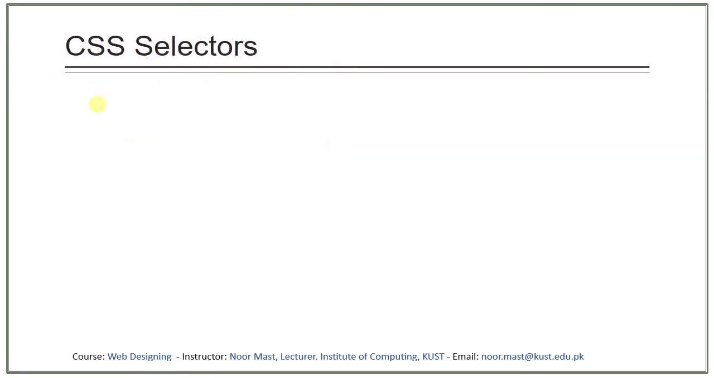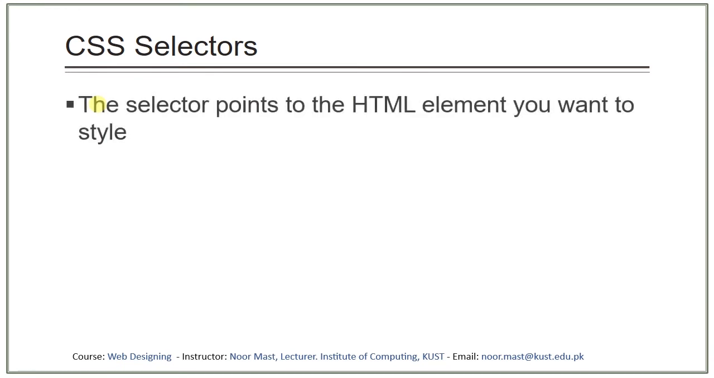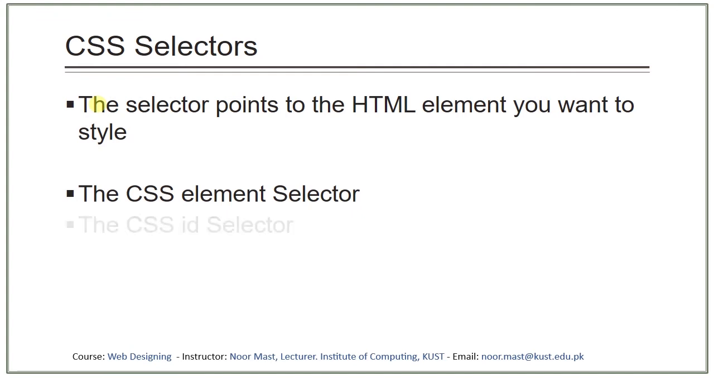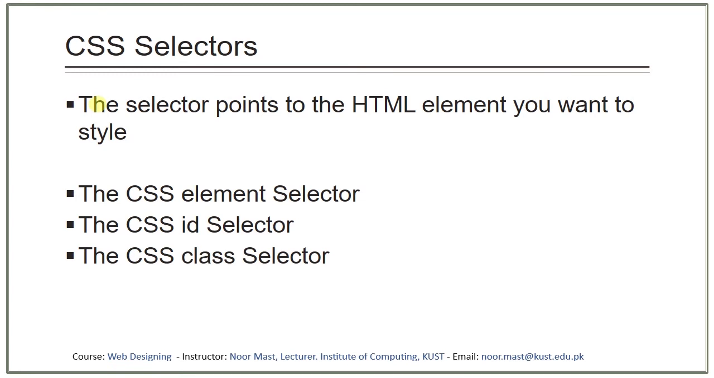CSS Selector. As we mentioned before, the CSS selector points to the HTML element you want to style. We can divide CSS selector into different types, such as the CSS element selector, the ID selector, the class selector, the CSS universal selector. So let's start with the element selector.